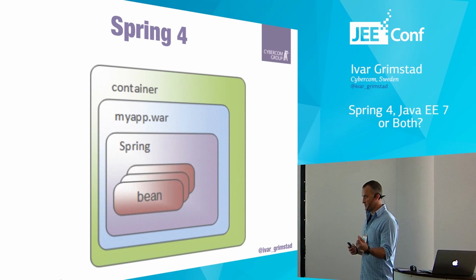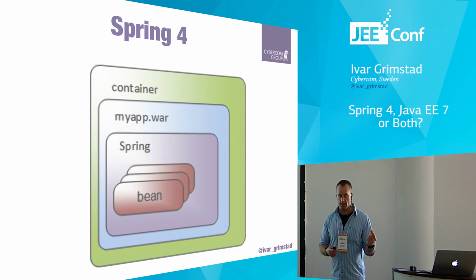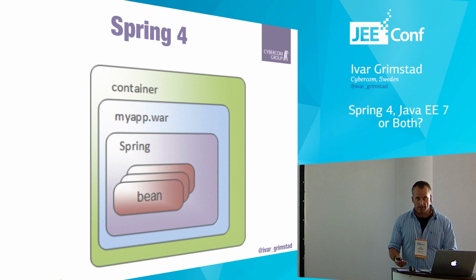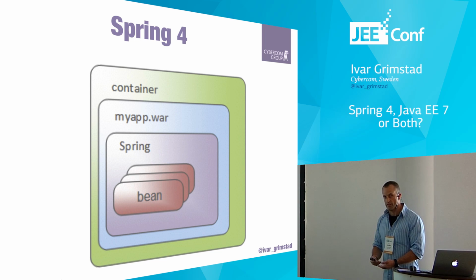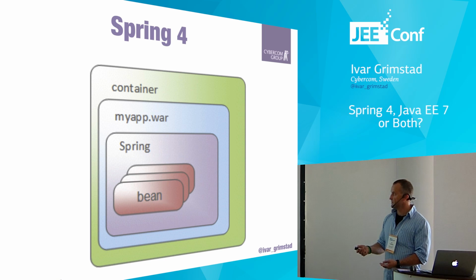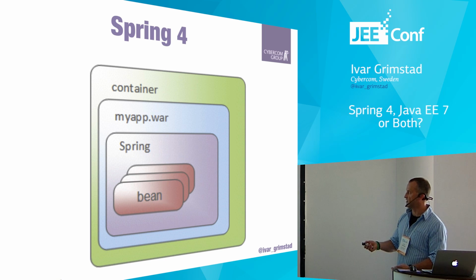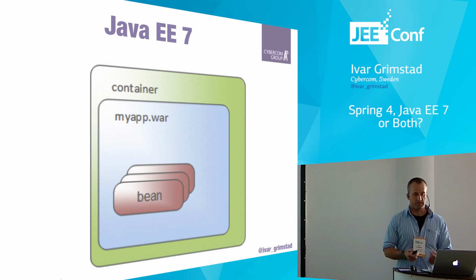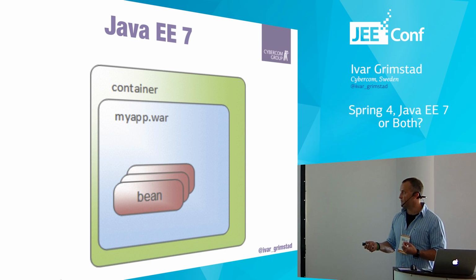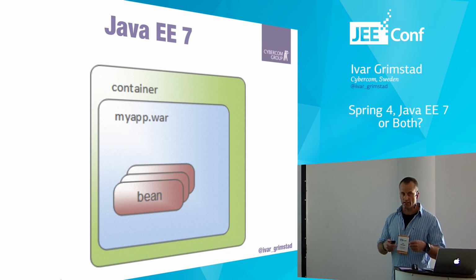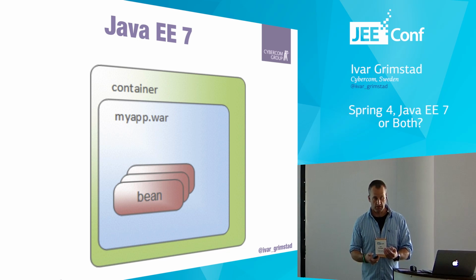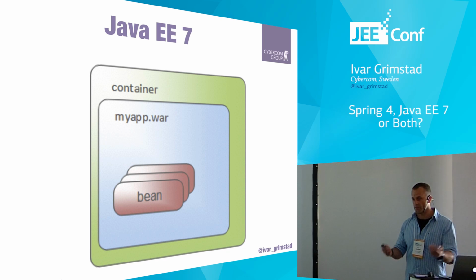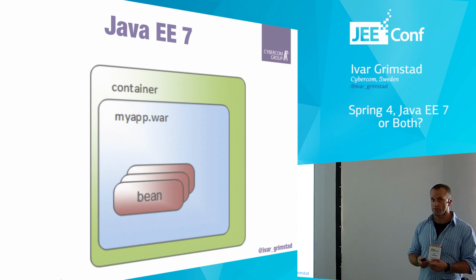And the major difference between a Spring application and a Java EE application is that with Spring, you run it in a Spring container, which you package with your application. So the container is a part of the WAR file. Whereas in Java EE 7, the WAR file uses the container, which is a part of the Java EE 7 application server. So the application server provides the implementations of the specifications, which you reference in your WAR file.